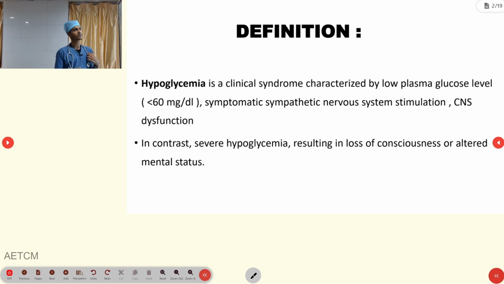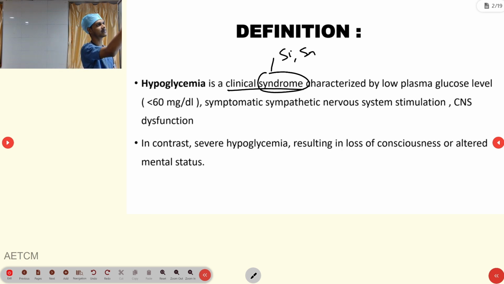So in this definition, we have 3 major important points. Let me explain one by one. First one, hypoglycemia is a clinical syndrome. Syndrome means what? It is a group of signs and symptoms, right? So in hypoglycemia, you will get a group of signs and symptoms. Signs are objective data, meaning we will assess and find something. Symptoms are what the person will complain to us, that is subjective data.